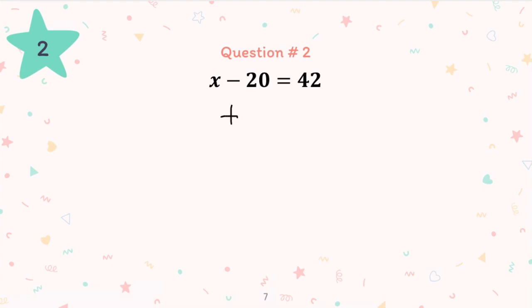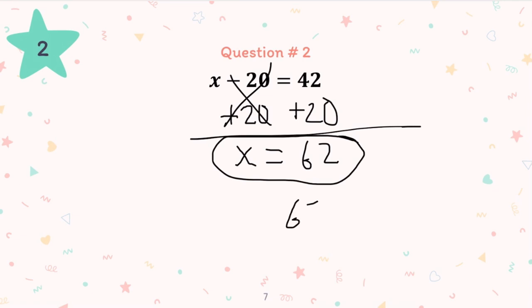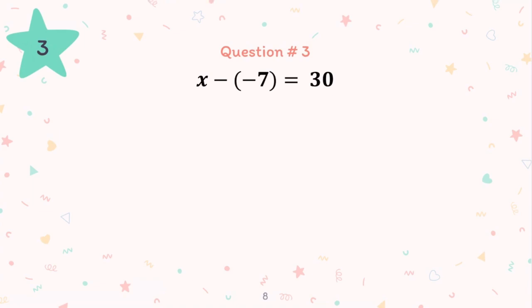So for this one, I'm gonna do the opposite of subtracting, which is adding. So I do plus 20, and what I do on the left side, I do on the right side. So then the subtracting and adding sign cancel each other, so we're left with x. And then 42 plus 20 equals 62. So x equals 62, and to check if you're correct, you do 62 minus 20, which is equal to 42.